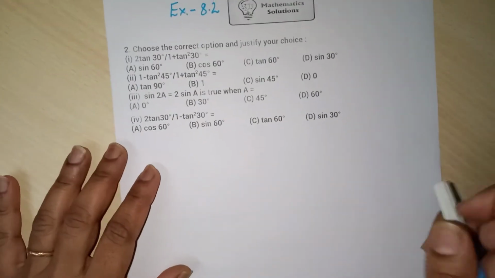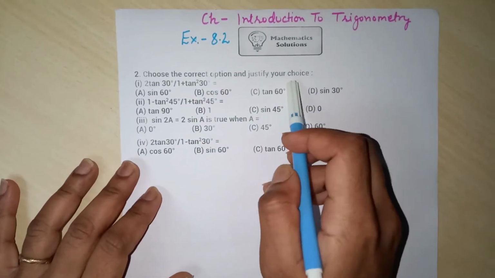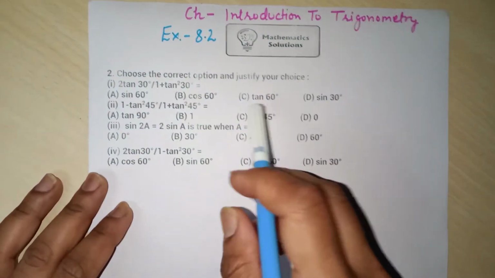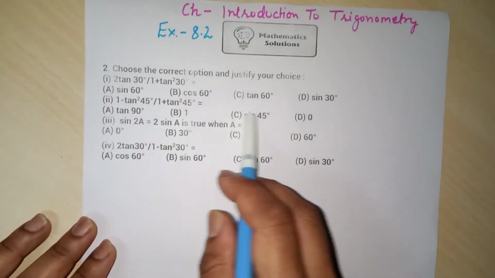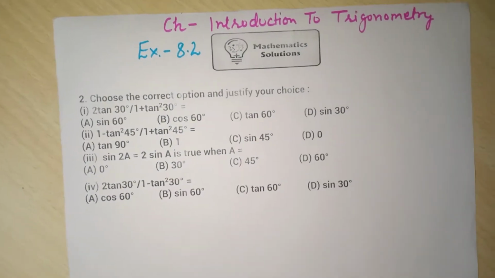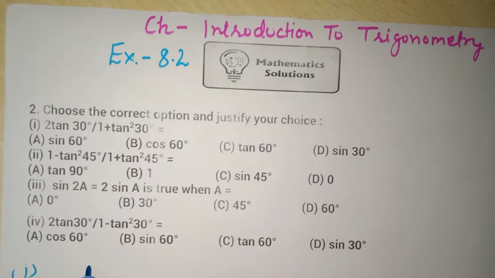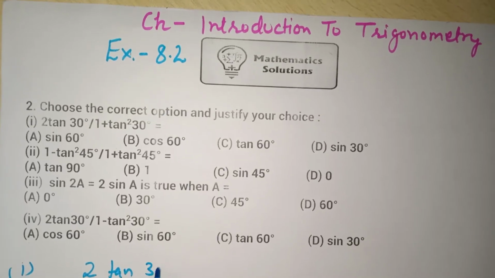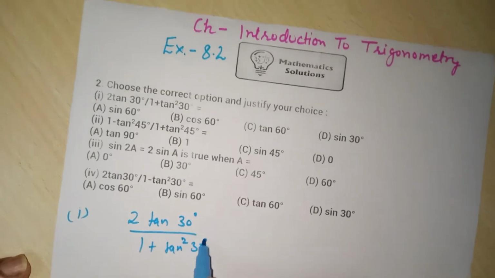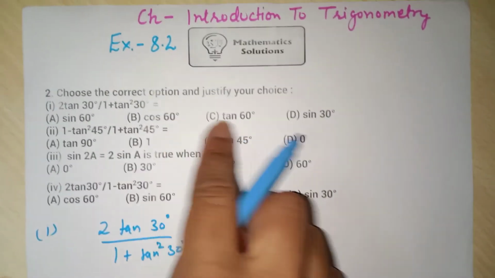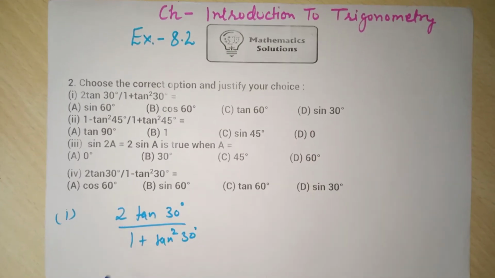हमारा क्वेश्चन नंबर 2 है एक्सरसाइज 8.2 का। चूज़ द करेक्ट ऑप्शन एंड जस्टिफाई योर चॉइस। हियर वी हैव गिवन MCQ type questions and we have to find the correct option. So let's start with the part 1. Part 1 is 2 tangent 30 degree divided by 1 plus tangent square 30 degree. Here options are sin 60 degree, cos 60 degree, tan 60 degree and sin 30 degree. So let's find the correct option.